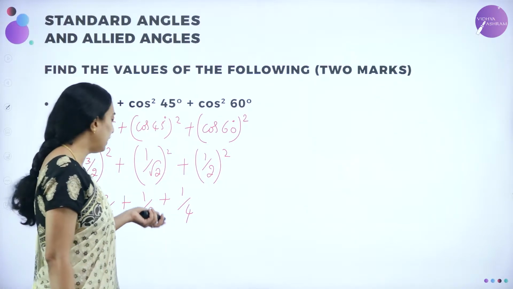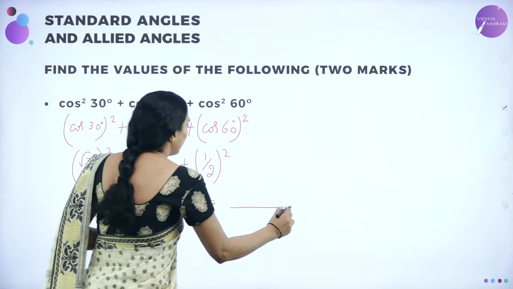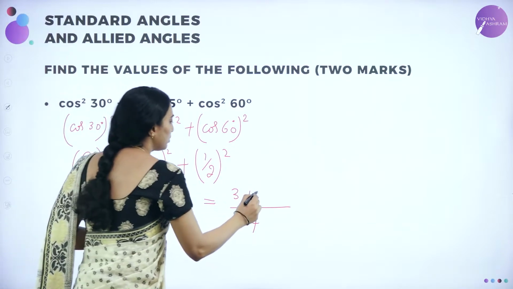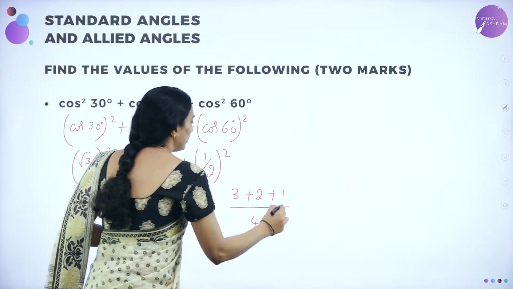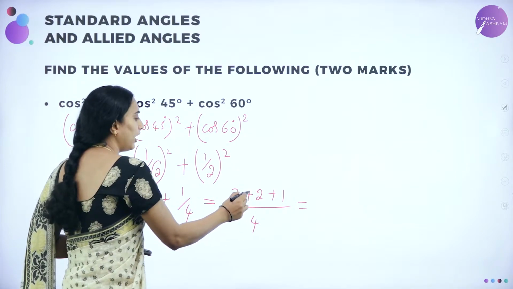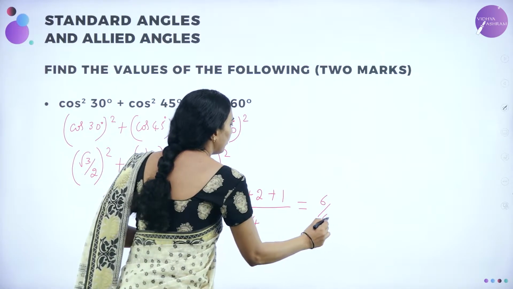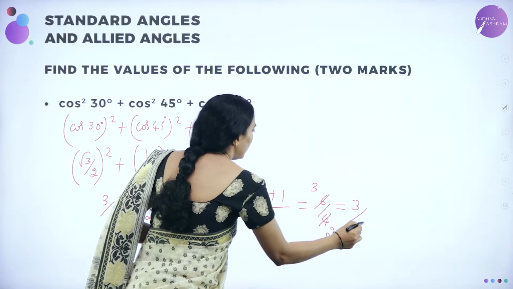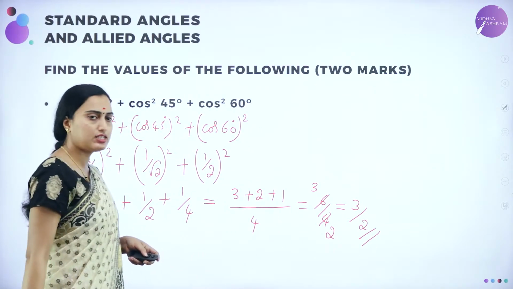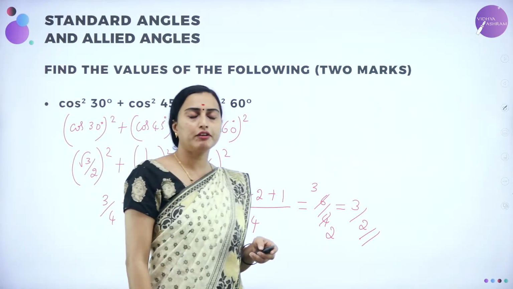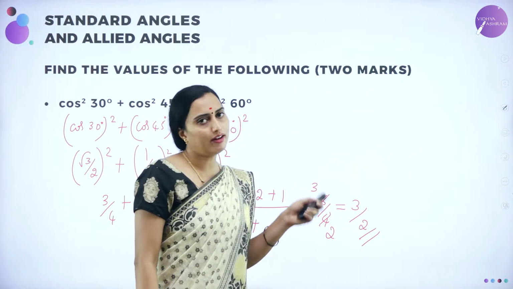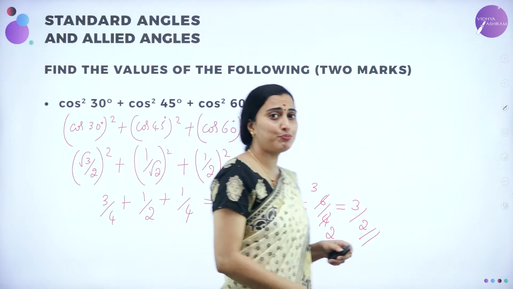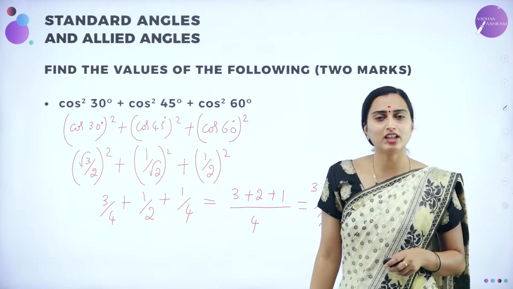Correct? What is the LCM? LCM is 4 here. So 4 will be the LCM here. 3 will be, now 2 2s are 4, 2 1s are 2, plus 1. The answer will be 3 plus 2 is 5, 5 plus 1 is 6 divided by 4. Otherwise you can cancel by 2: 2 3s are 6, 2 2s are 4. You are going to have the answer 3 by 2. That's it, dears. Taking the values of the trigonometric functions from the table and then solving. This will be asked for a 2 marker, dears. I hope you got how to solve this problem. We'll move on to the next problem.